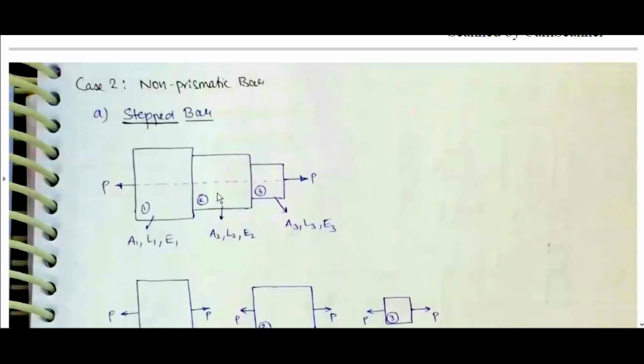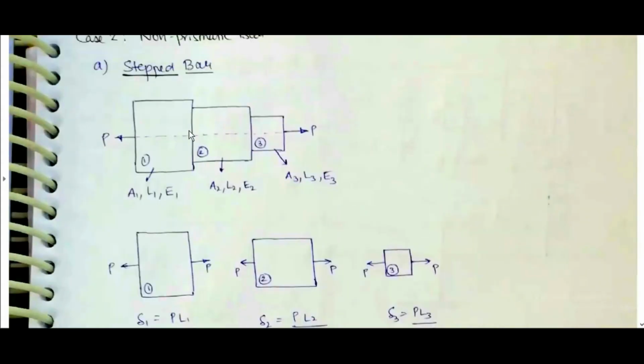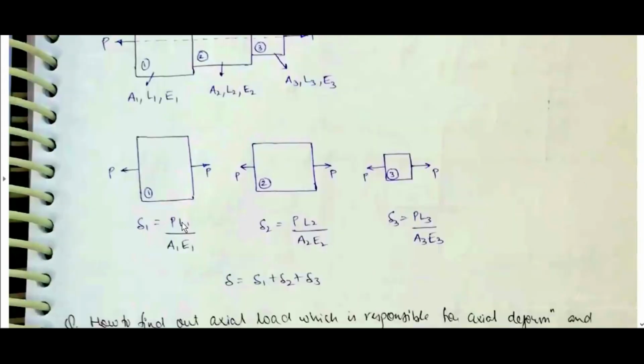Case 2, non-prismatic bar, stepped bar. P and P are applied. There are three different cross-section areas, three different lengths, three different Young's modulus. At every section, we can take the internal resisting force, which will be P, and there will be another P. Then delta 1 is equal to PL1 by A1 E1. Delta 2 is equal to PL2 by A2 E2. Delta 3 is equal to PL3 by A3 E3. Delta is equal to delta 1 plus delta 2 plus delta 3.